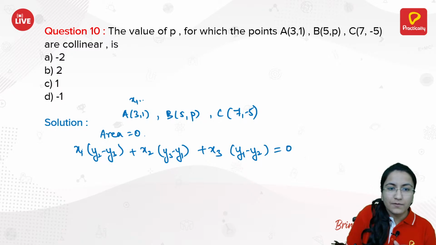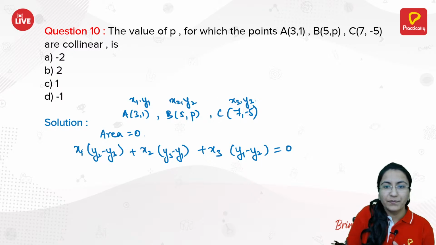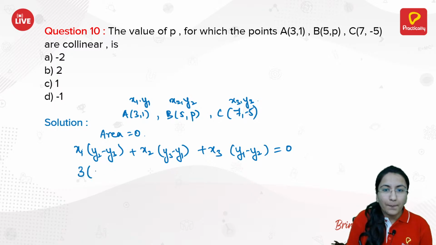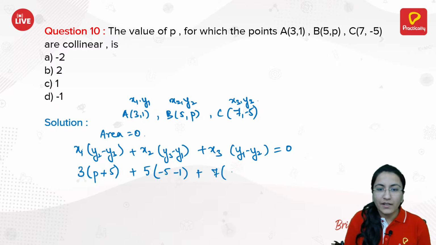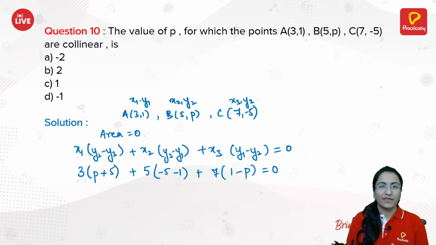And we have this as x1, y1, this as x2, y2, this as x3 and y3. So x1 is 3, y2 minus y3, p minus of y3 is minus 5, that would be plus 5, plus x2 is 5, y3 minus y1, you have minus 5 minus of 1, plus x3 here is 7, into y1 minus y2, we have 1 minus p, this is 0. This is a linear equation in P, so we can easily solve this out.